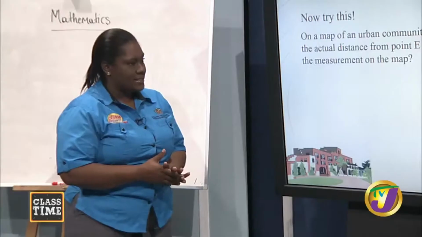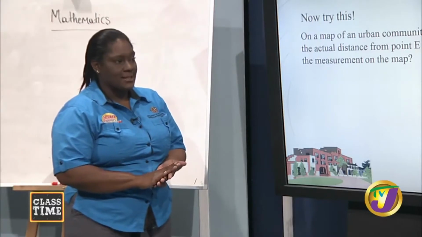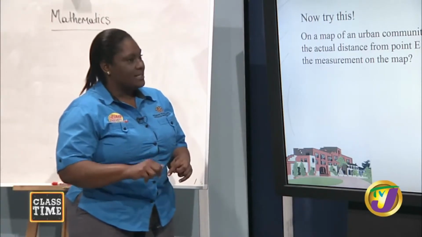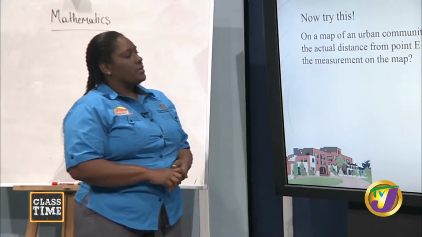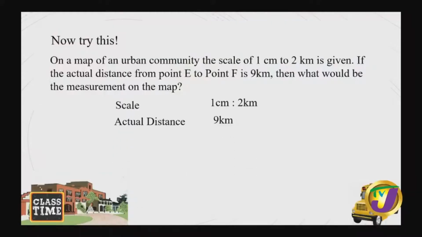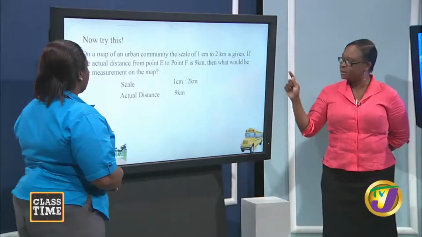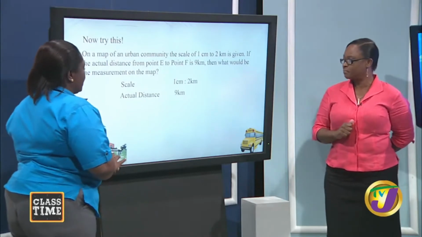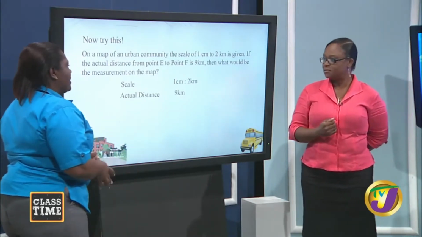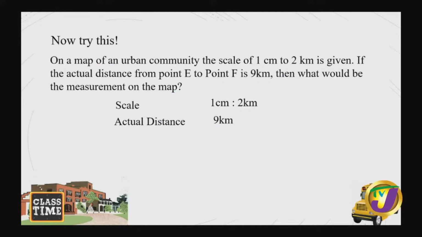So in this case, we are not finding the actual distance, but we are finding the distance on the map. Scaled down. Okay. The scale is given, 1 centimeter to 2 kilometers. Now, what kind of scale is this? It's the same direct representation. Direct statement. Yes. And the actual distance is also given. So in real life, the distance that we're working with is 9 kilometers. And we want to find the measurement on the map. So if you were to draw this map, what would the measurement look like?